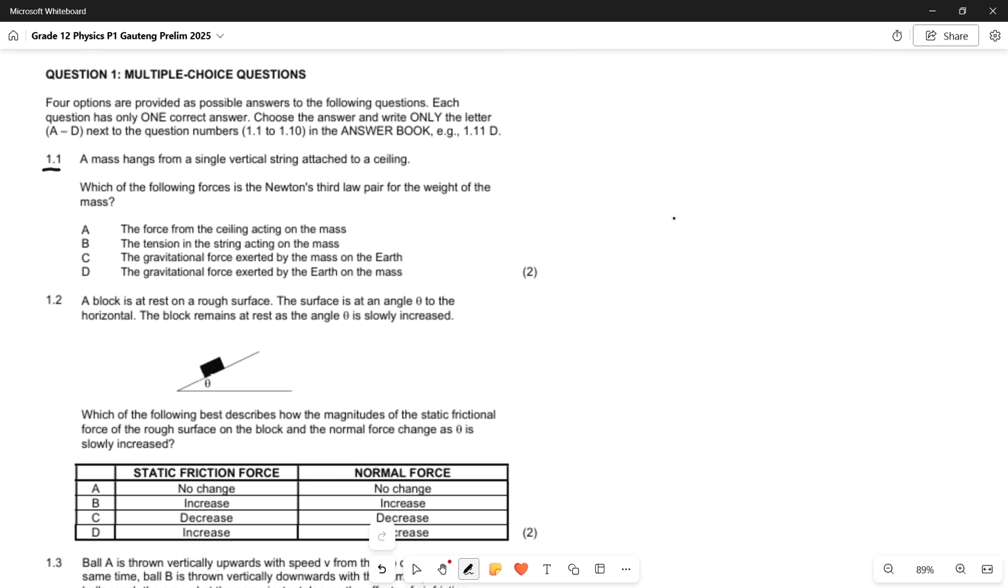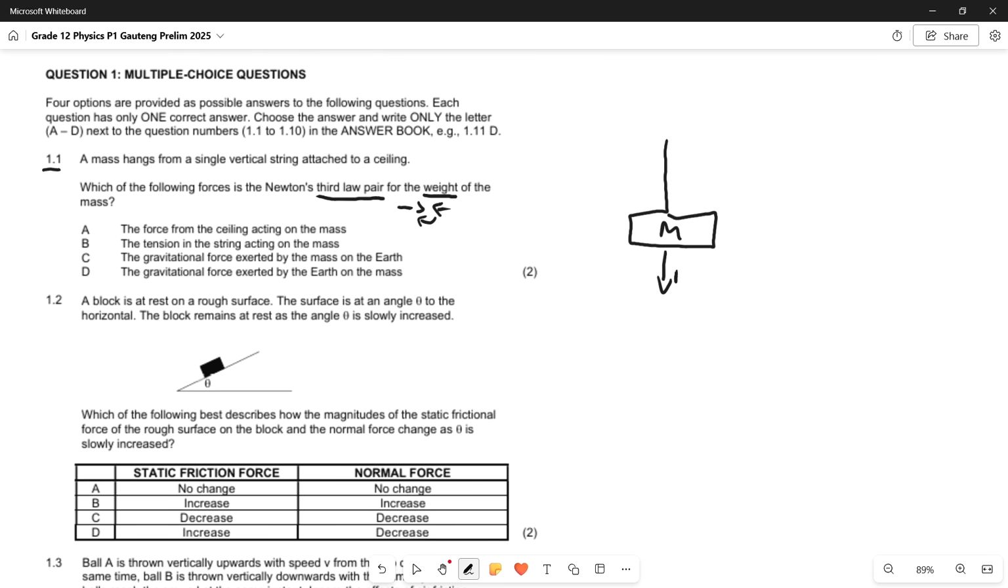So question 1.1 says, a mass hangs from a single vertical string attached to a ceiling. So we have something like this, we have the mass over here. Which of the following forces is the Newton's third law pair, so our action-reaction pair? If object A applies a force on object B, then object B applies a force of equal magnitude back on object A. Here we are looking at the weight specifically of the mass.